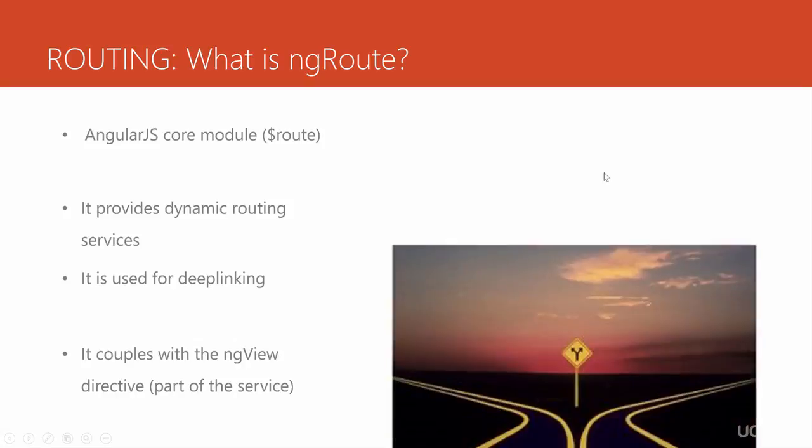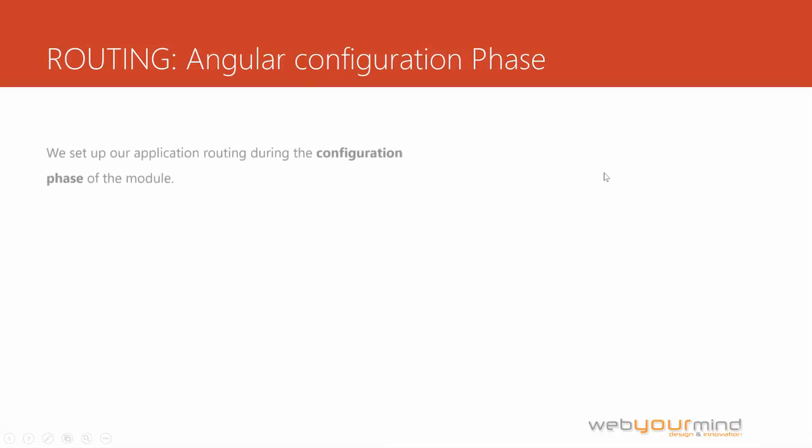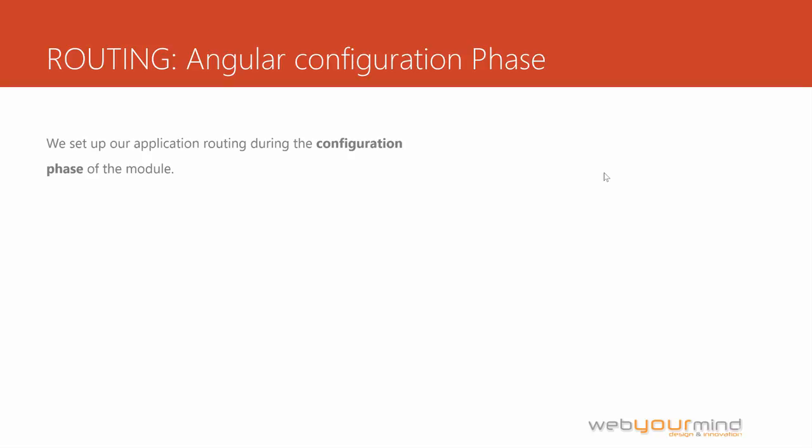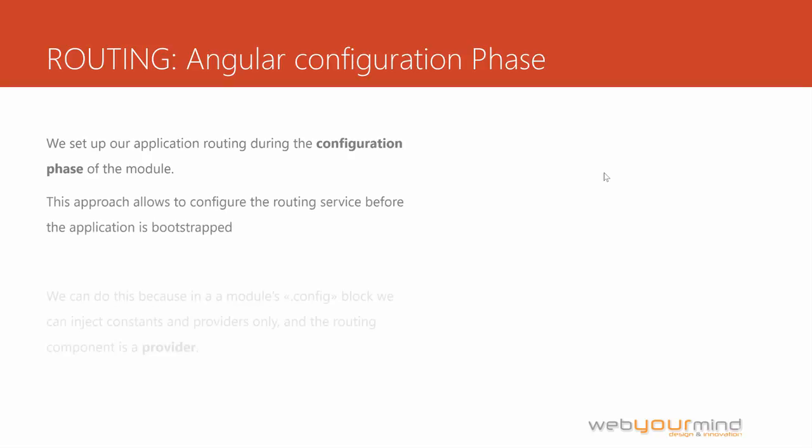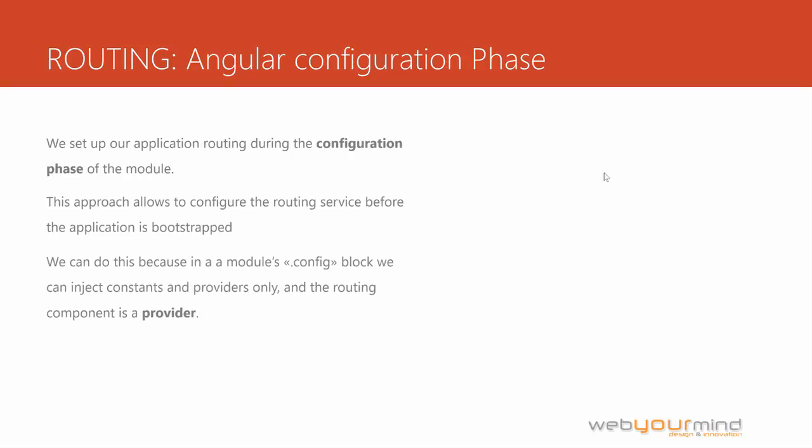So let's look into how we set up the Angular routing. We do that during the Angular configuration phase, during the module configuration phase actually. Why do we do that? We need to configure all of our routings before the Angular application bootstrap is completed and the view is returned to the user. So whenever the bootstrap is completed, all of our routings will be configured. To do so, we use a specific method in the module, which is called .config.